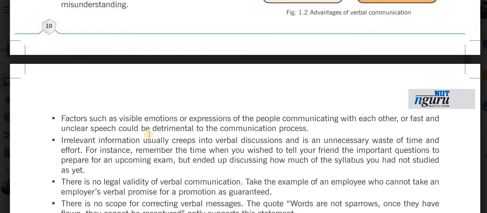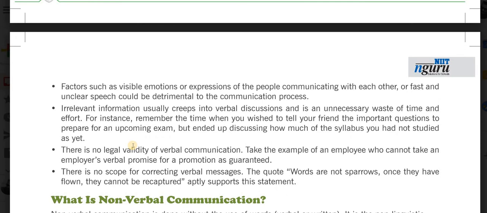Suppose you are communicating with a person and your attitude is not good, then the relationship between the two of you could be damaged, right? There are some other points as well. You can just pause the video and write them down, or you will get your book very shortly. All these things I just read out.